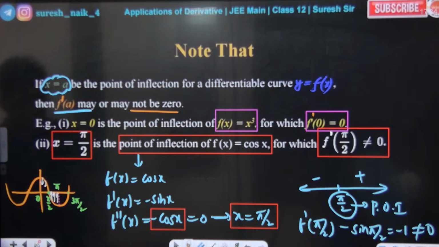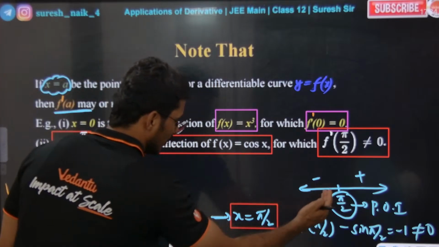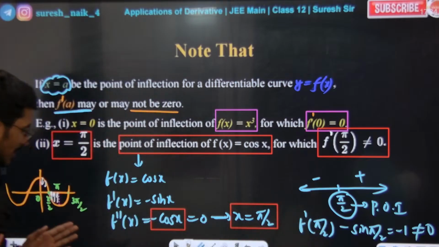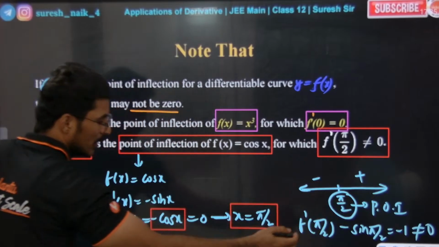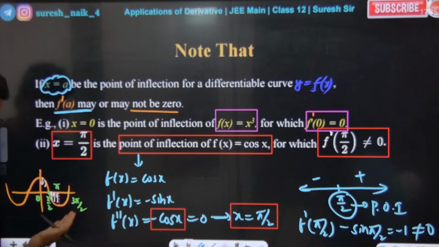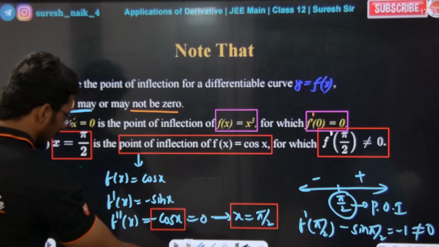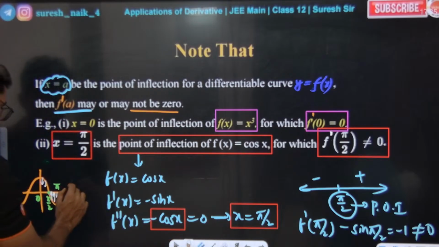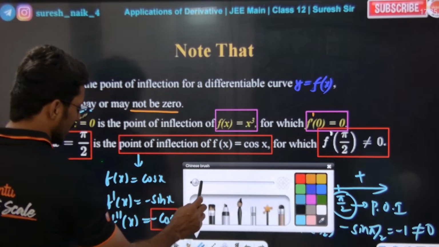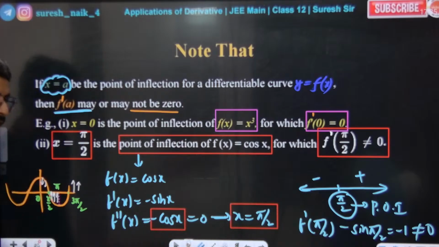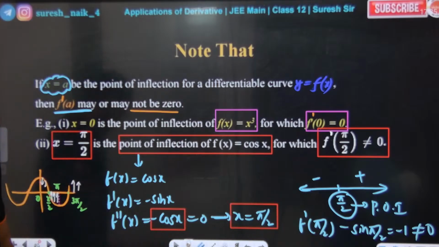That is what I am telling you. Look at the left side of pi by 2: the graph is below, so it is negative, coming towards negative. And the right side of pi by 2 is upward, the concavity is upward. So there is a change in the concavity of cos x. Again at 3 pi by 2 the graph will be upward, and again downward. Are you getting the point or not? So that is how we look at this example. It is a periodic function, so it keeps repeating like this.